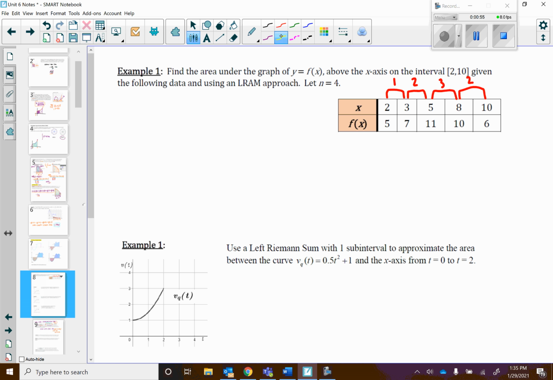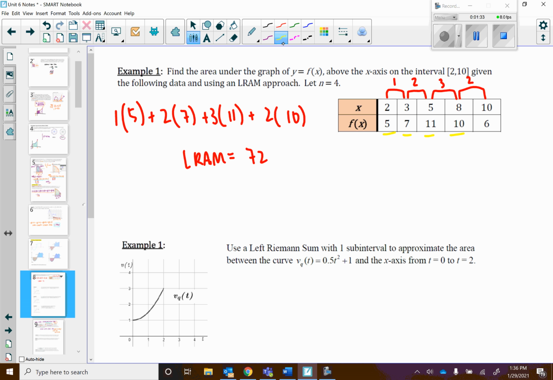Because we are asked to find a left sum, I am going to pick the y values that start on the left and not include this last one. So our first width is 1 times the height of y, which would be 5, plus the second width of 2 times the height of 7, plus 3 times 11, plus 2 times 10. If I type this all into my calculator, and as long as I'm double checking my work, you should get that the sum here is 72.